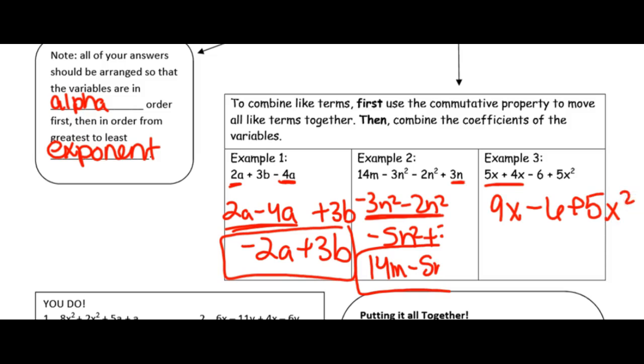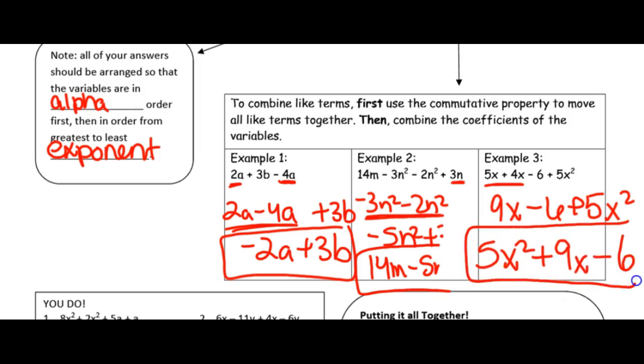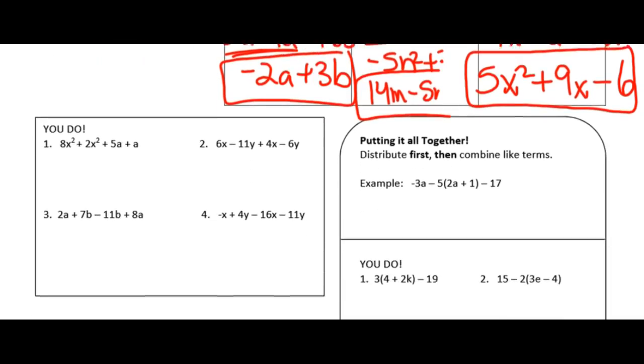So I want to put this in alphabetical order. So my x's need to go first, because negative 6 has no letter. And I have to put it in order of exponents. So my biggest exponent is 5x squared. And I have plus 9x minus 6. And that would be the correct order. And we'll get into that a little bit more later on, actually, in part 2 of the course.